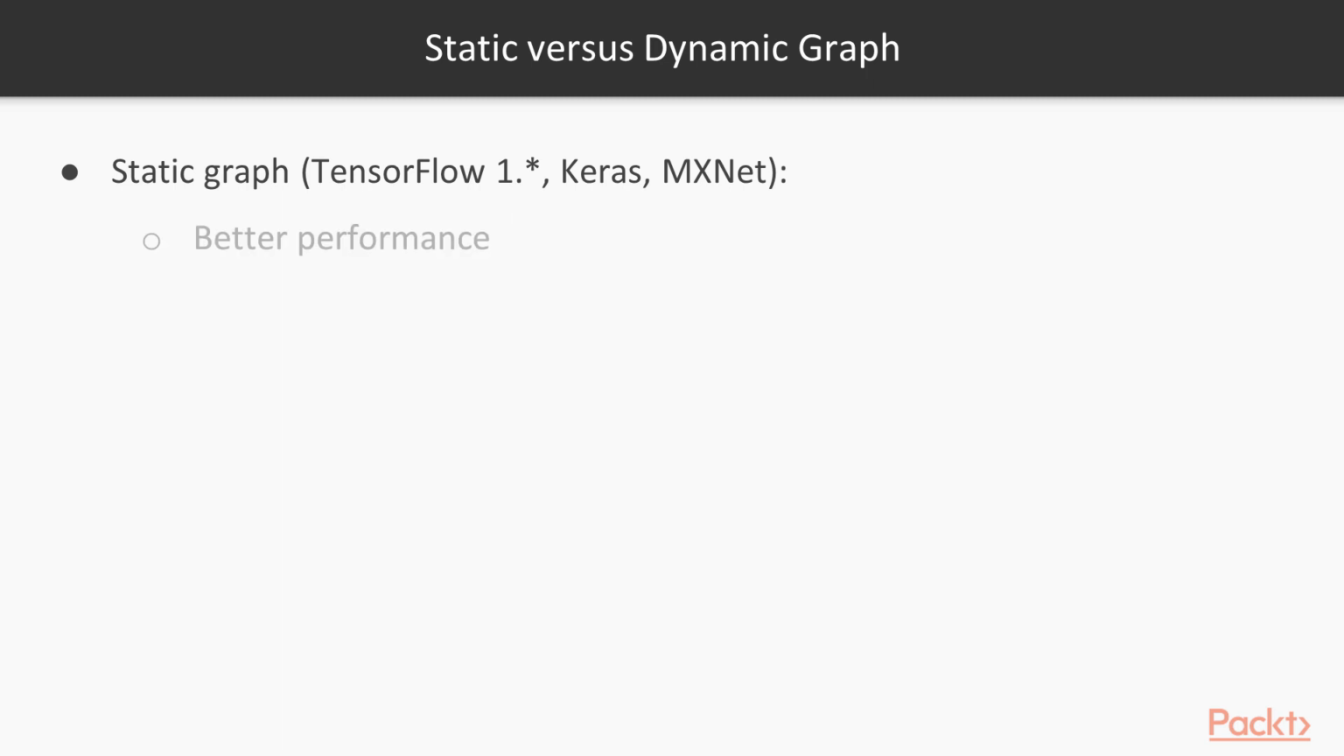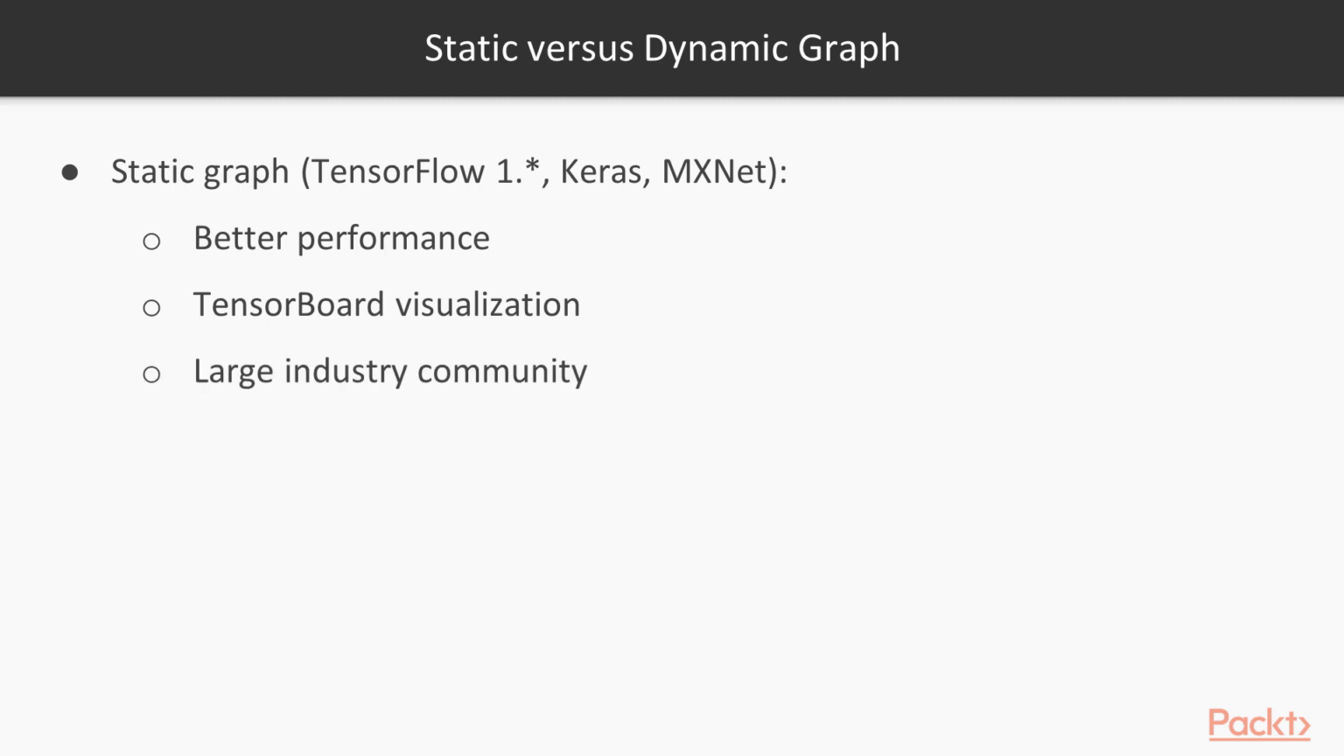There are two main types of neural network frameworks, with static or dynamic graph. Keras, ImageNet, and TensorFlow version 1 have a static graph, which means that the graph is defined as a static configuration file or text, which you have to define before execution. Static graphs provide great performance in terms of training speed, and TensorBoard provides a great way of visualizing results. These features make it more popular for industrial applications.